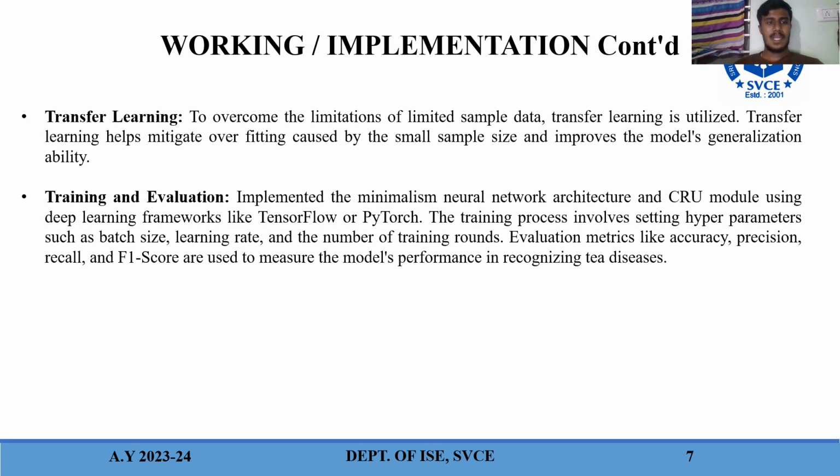And the last one is training and evaluation. Here we implemented the minimalism neural network architecture and CRU model using deep learning frameworks like TensorFlow or PyTorch. The training process involves setting hyperparameters such as batch size, learning rate, and the number of training rounds. Evaluation metrics like accuracy, precision, recall, and F1 score are used to measure the model's performance in recognizing tea diseases.